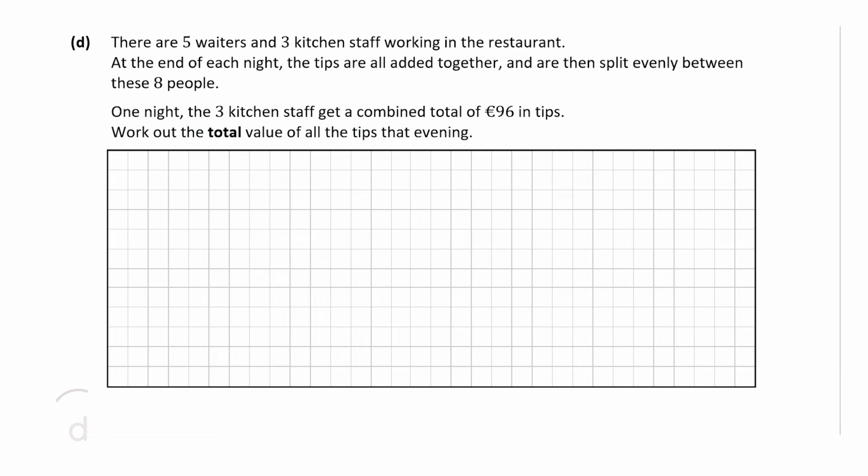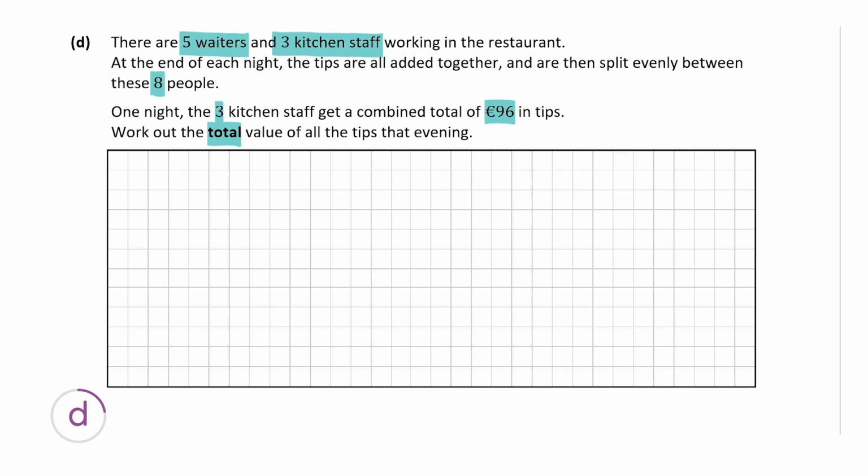So we're told that there are 5 waiters and 3 kitchen staff working in the restaurant. At the end of the night, the tips are all added together and split evenly between 8 people. So one night, the 3 kitchen staff get a combined total of €96 in tips. We're asked to find the total value of the tips that evening. So how much tips did they get all together? So what I'm going to do is I'm going to find out how much tips every individual person got and then multiply it by 8 because there is 8 people, okay? So that'll be the total tips.